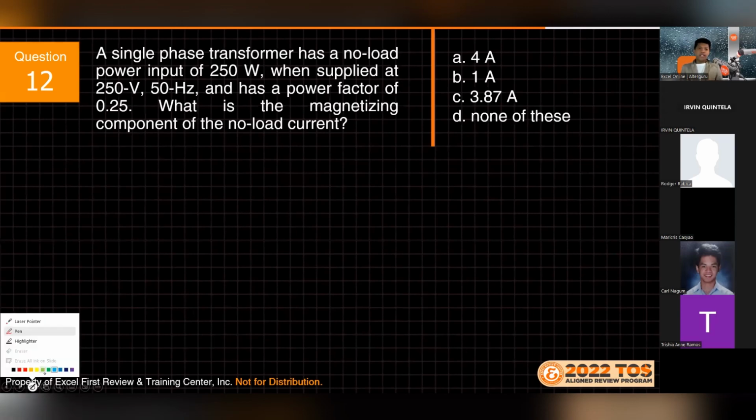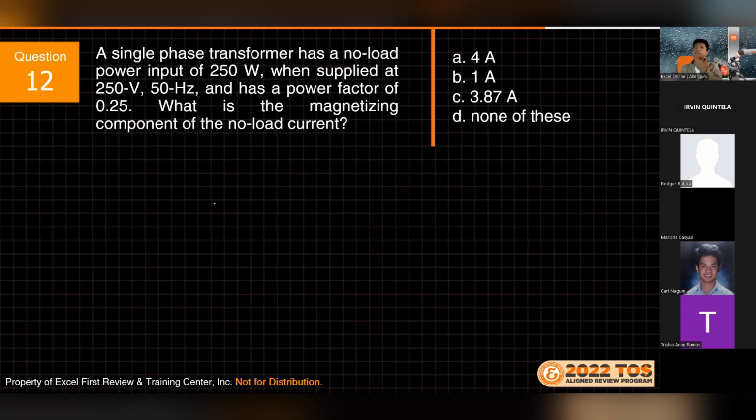For this one, pag hinahanap sa atin the magnetizing component of the no load current, dapat lahat ng mga parameters that we'll have there, naka no load. Okay, so dapat may testing na ginawa. Pero okay naman yung question kasi has a no load power input, no? Lahat ng parameters natin are in no load power input of 250 watts. Supply na to 250 volts, 50 hertz, power factor na 25%. Ibig sabihin, pwede na nating sabihin na at no load, no?